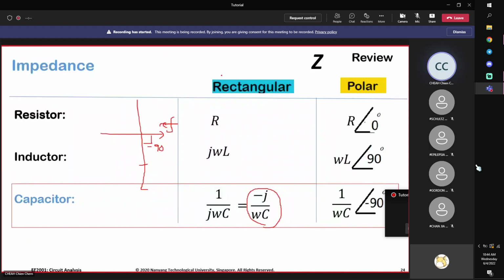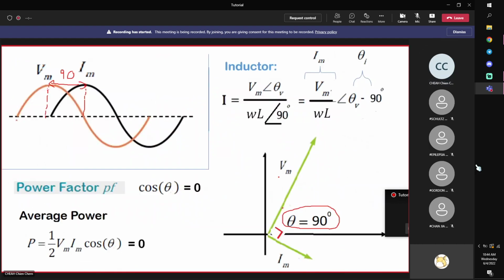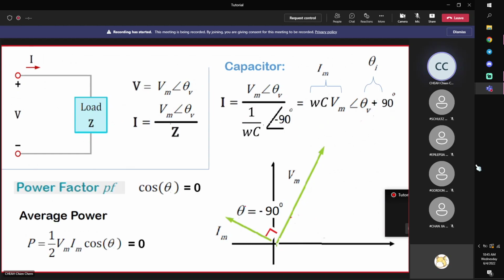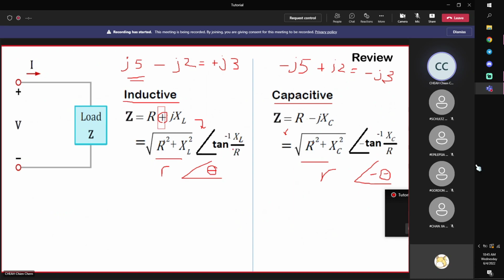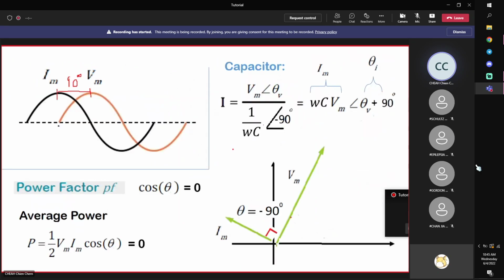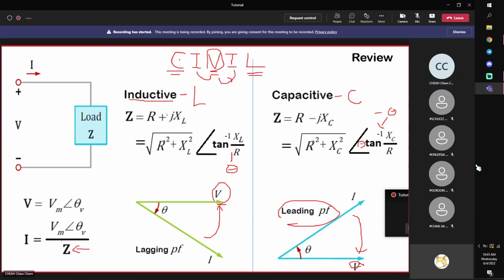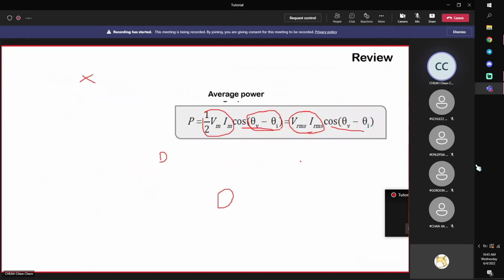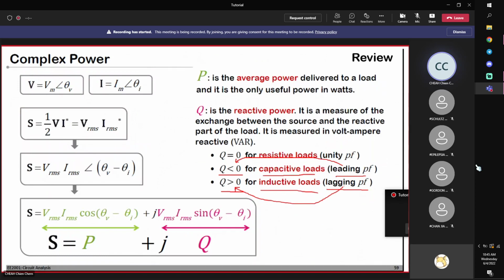This is how it works. For inductors, I is lagging behind your V, because you're dividing by 90 degrees, so it becomes negative. For capacitors, dividing by negative 90 degrees, so I becomes leading. Or if you want to remember in a fast way, just do what I did just now. Write down this word. It tells you which is leading, which is lagging. Okay, let's go back to the complex power.